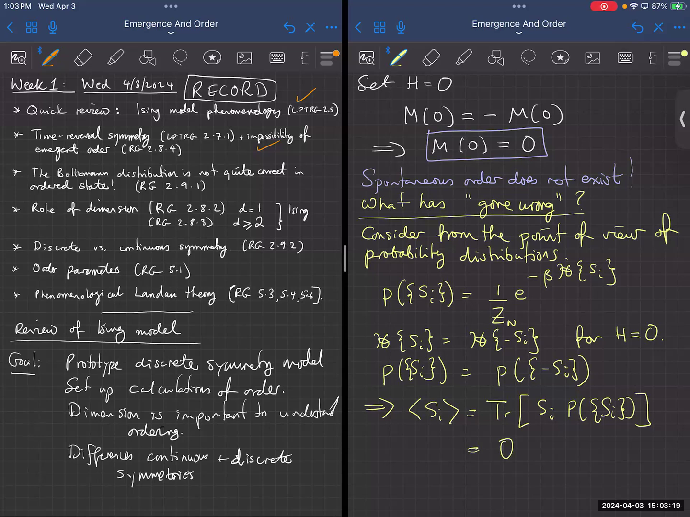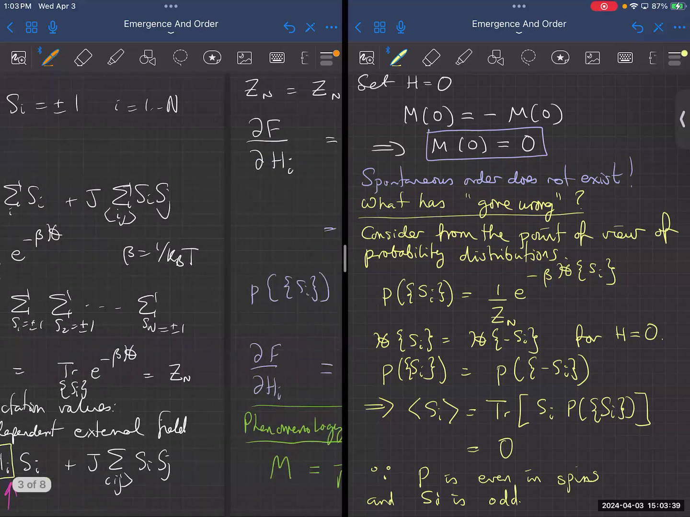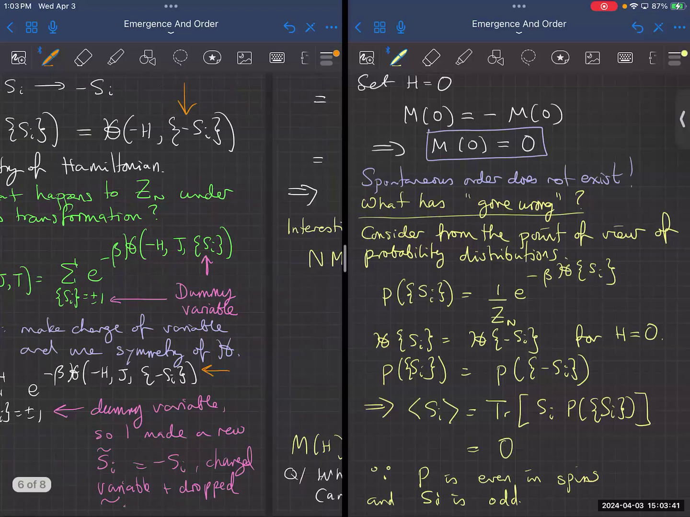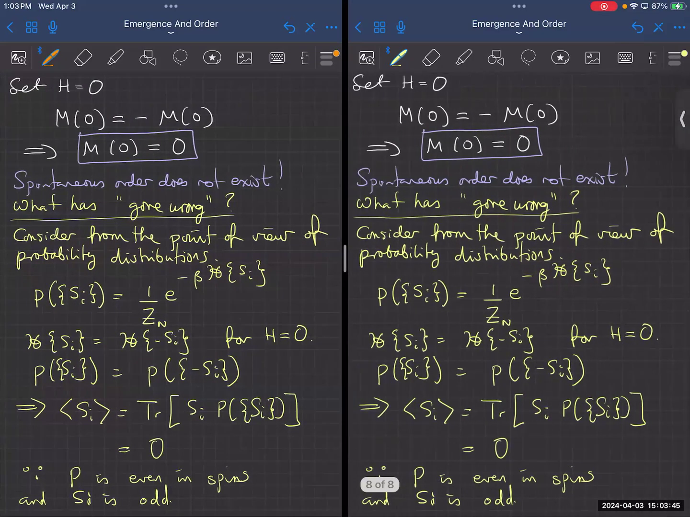And it's going to be 0 because P is even in the spins and S_i is odd. And so therefore we get 0. So this is just another way of thinking about this impossibility.